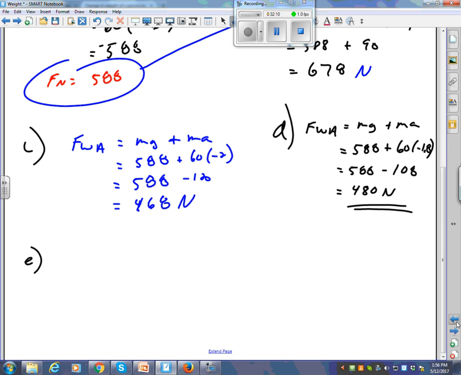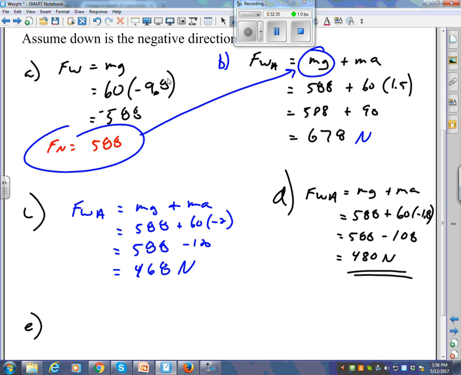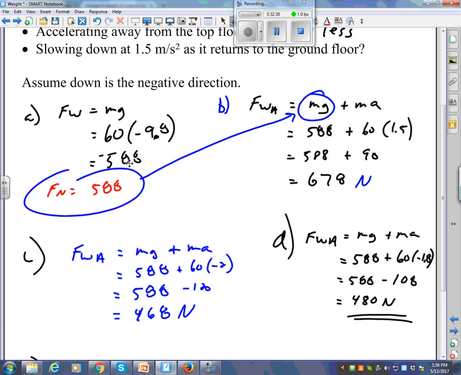Okay, Leo, can I answer your question? Why are you using the force net instead of the force of weight? Can you explain that a bit? Like, why are you using the red one instead of the black one? Oh, okay. Yeah, it's not F net, it's the normal force. Good point. And he's asking, why are we not using minus 588 over here?